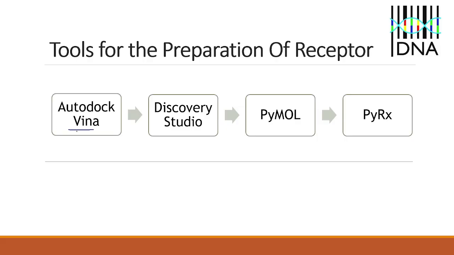The very first and most important tool is Chimera. Inside Chimera, there is an executable file called AutoDock Vina. By using AutoDock Vina, we can perform two things: the preparation of the receptor and the docking process. Then there is Discovery Studio; many of the students know that this tool is used for the purpose of visualization.